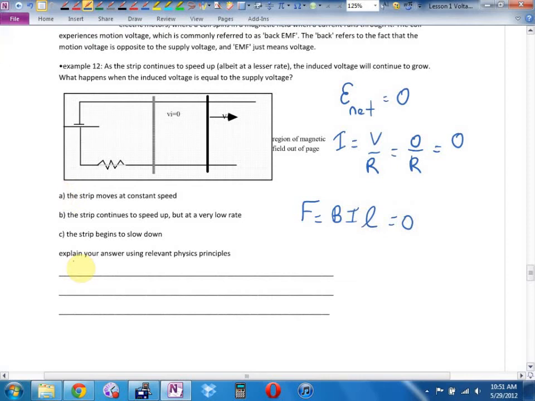A or B or C? Kara? A. Now, B would be wrong. It can't speed up, so let's cross that out. In fact, what it would start to do is slow down a tiny bit slower than the equilibrium point, and now there would be a tiny net current forward again, and it would push it to that equilibrium. It would then find the butter zone and continue going at a nice steady speed.